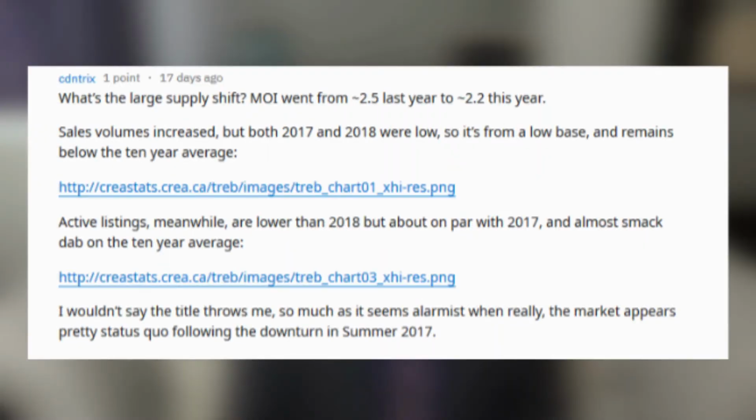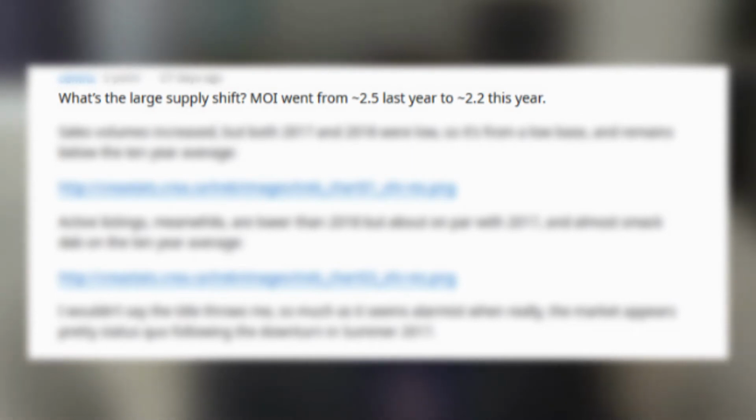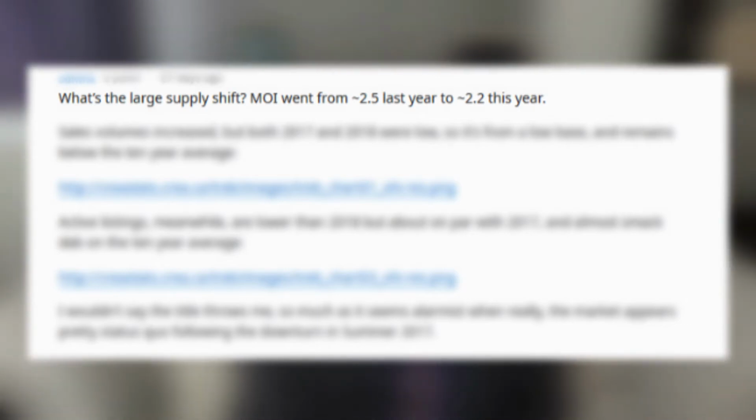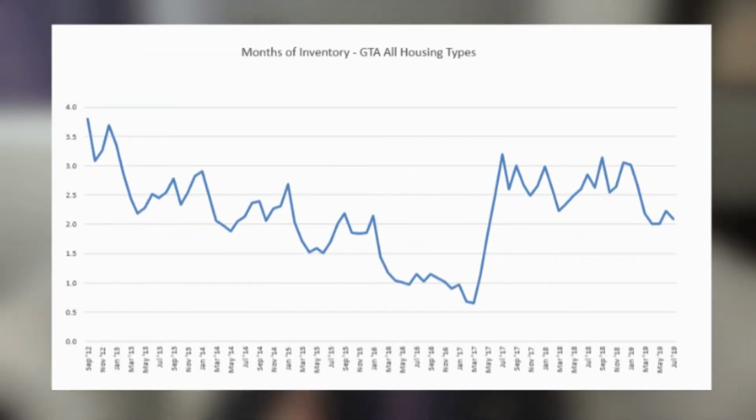Now, of course, as you bring stats like this, people say it's not a big deal, it's a blip. And I have some very knowledgeable individuals leaving me comments on various platforms that I want to share with you to get the other side of the coin. I got a comment on Reddit which essentially said, what's the large supply shift? If we look from last year, we saw roughly 2.5 months of inventory, and today we're sitting around 2.2, and then he goes on to say that the market appears to be pretty status quo following the downturn in summer 2017. So let's see if these numbers actually line up with what has happened.